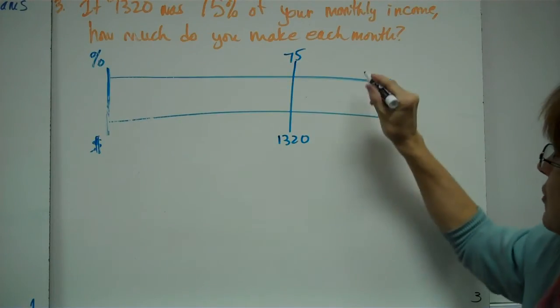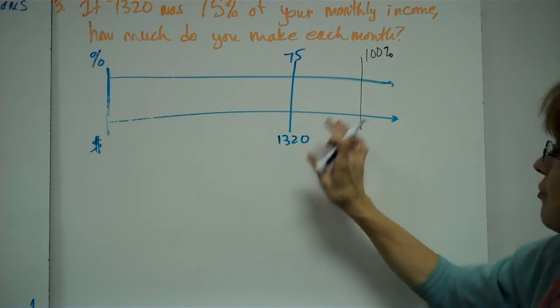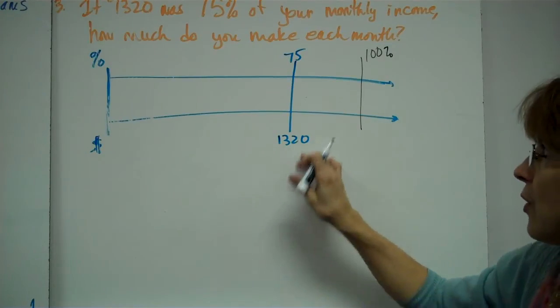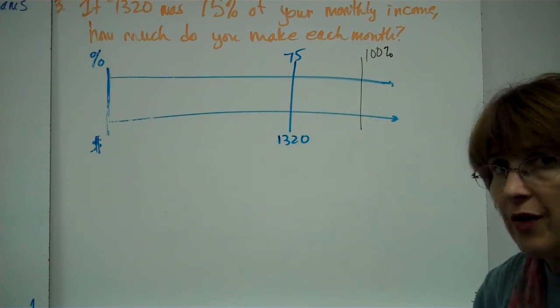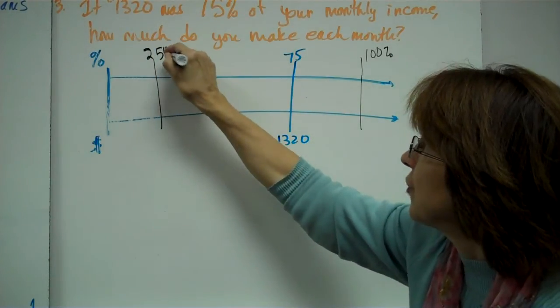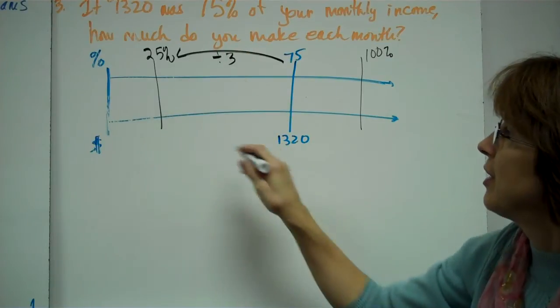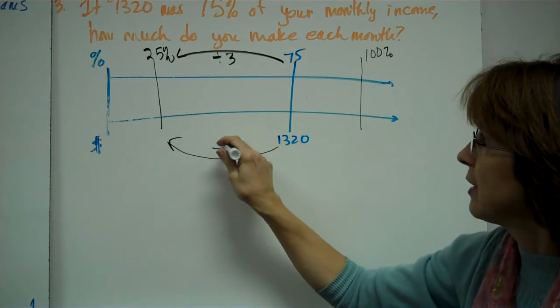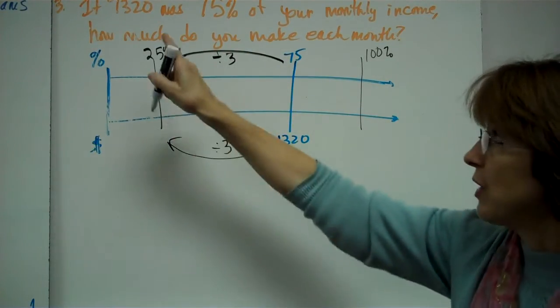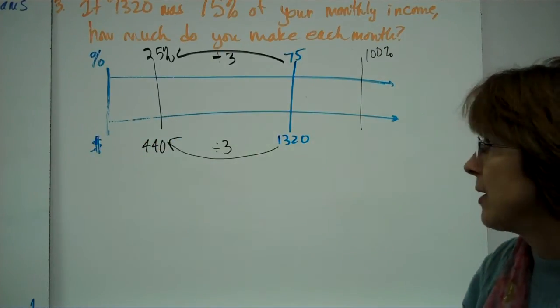So here's my 75%. Let's just say about right here is your 100%. So you've got to figure out how much more do I add to get to that? Well, from 75 to 100 is 25%, right? So if we go down here and make our 25%, we know that to get from 75 to 25, I have to divide by 3. So if I divide this by 3, I will get what 25% is. So dividing that by 3, 1320 divided by 3 is 440, okay?